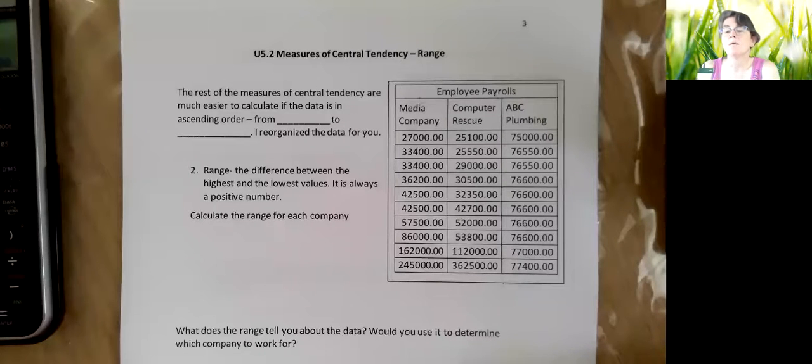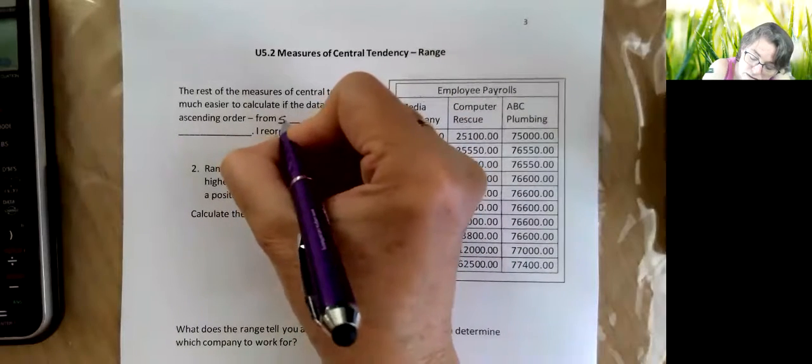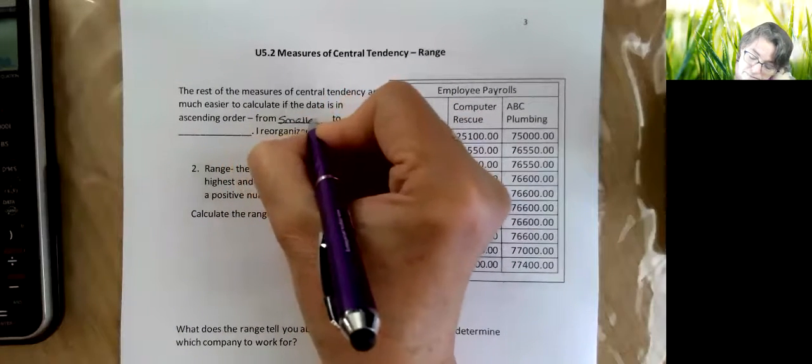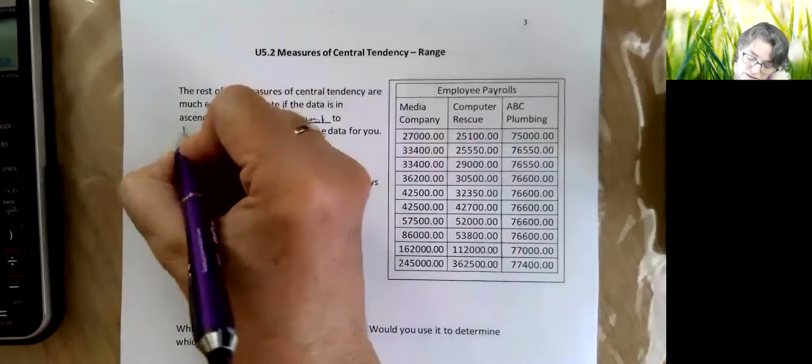Okay, well, when you did the mean, the order of your information didn't matter at all, but to do range and median and mode, which are the two videos that come after this, is just so much easier if you put the stuff in order. And you always put it in ascending order, so you always go from the smallest to the largest.